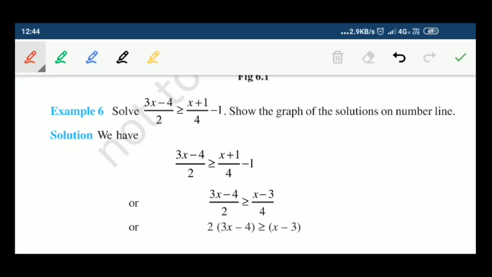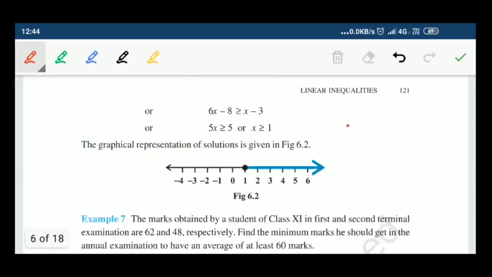See question number 6. Please note down this sign. Here they have given the sign greater than or equal to. 3x minus 4 divided by 2 greater than or equal to x plus 1 divided by 4 minus 6. From here we will find the value of x step by step. And here you can see the value of x is greater than or equal to 1. Please see very carefully what the value of x is here. The value of x is greater than or equal to 1.